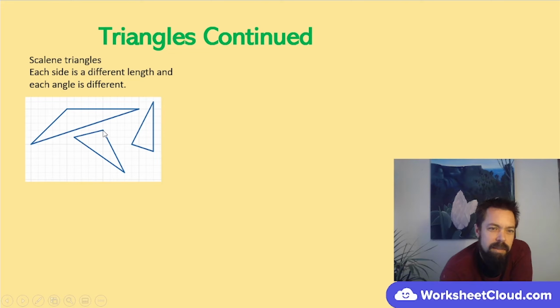Same with this. We have three different angles that are all different and three different length sides that are all different. And this one too, all the sides are different, all the angles are different. These look close to the same length, but they are not the same length.